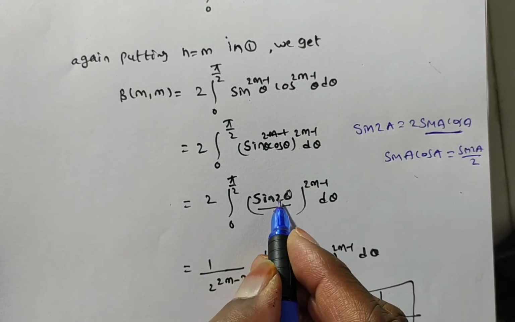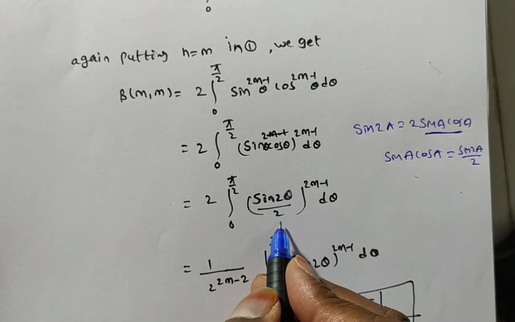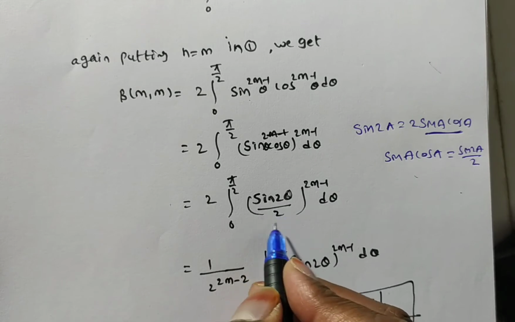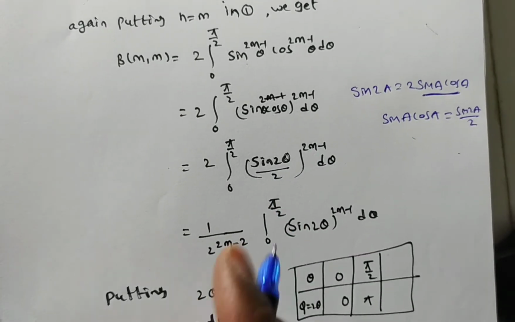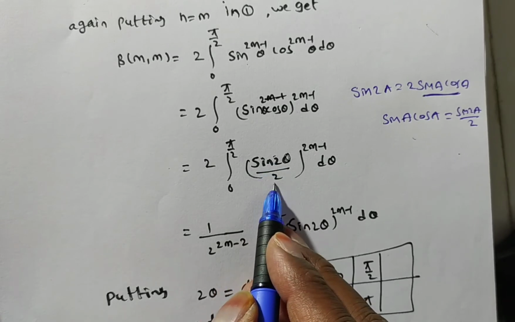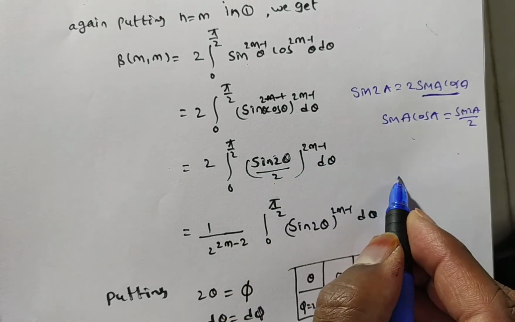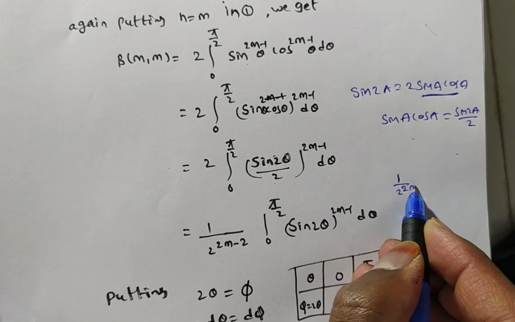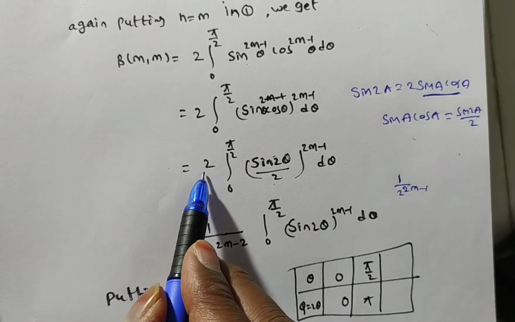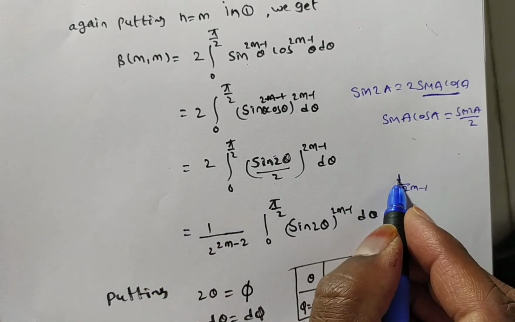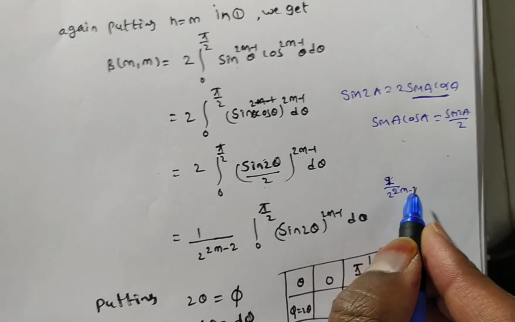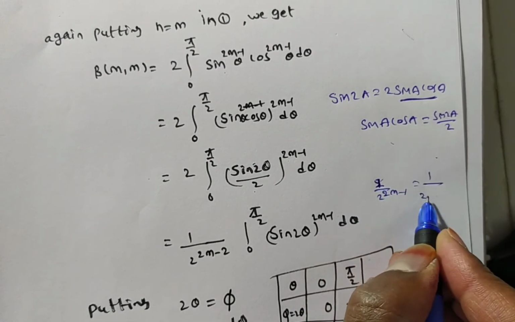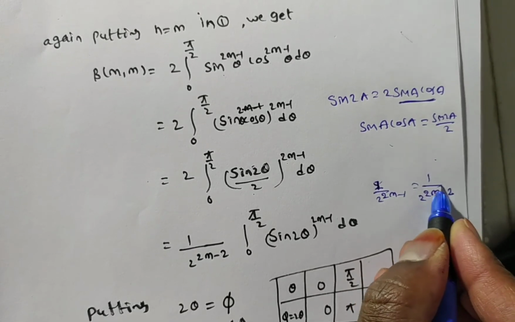Now this is a rational function, a by b, and the 2 is a constant, so we need not do anything here. Take it outside. Then you will have 1 by 2 to the power of 2m minus 1. Already here you have the product of the first 2 in the numerator, so this 2 and this one get cancelled. In this case you have 1 by 2 to the power of 2m minus 2.